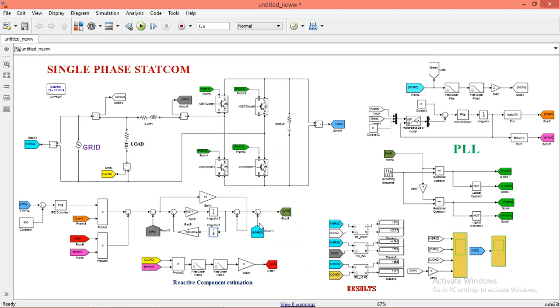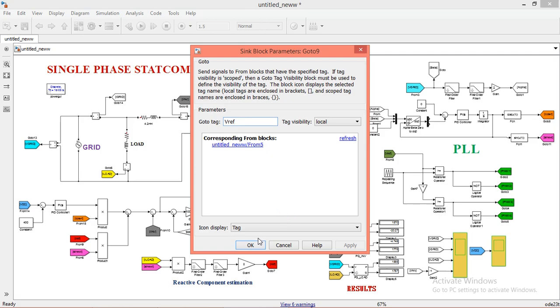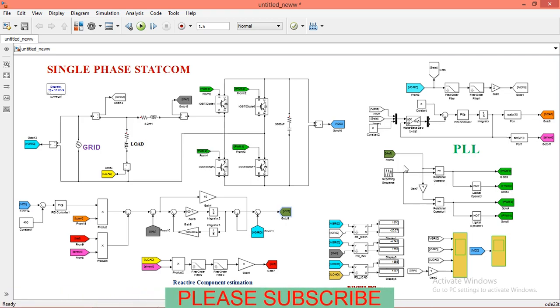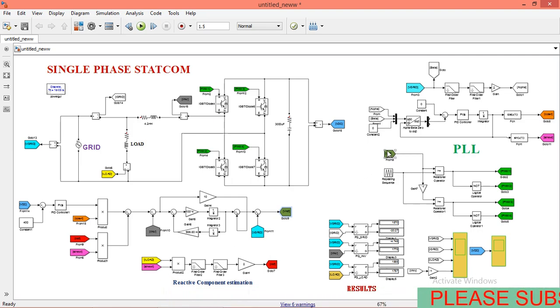Then finally we add the grid voltage to the output of the PR controller. This value we call the reference. This is the final voltage reference, and we use this reference for the PWM generation. So I'll tell you how we generate the PWM. This V reference is connected to the PWM generation block. This is the PWM generation block.